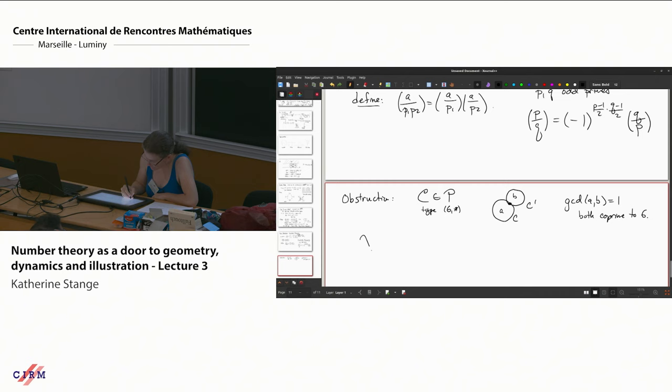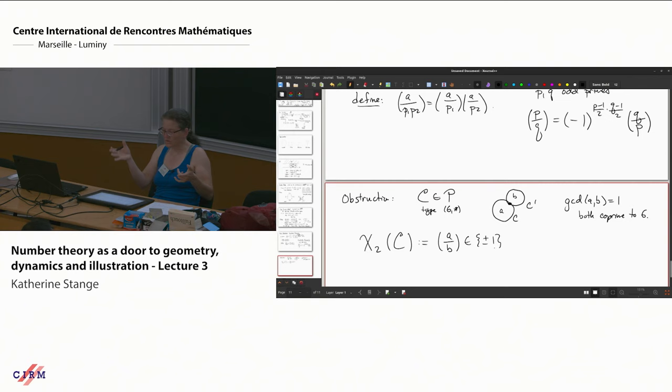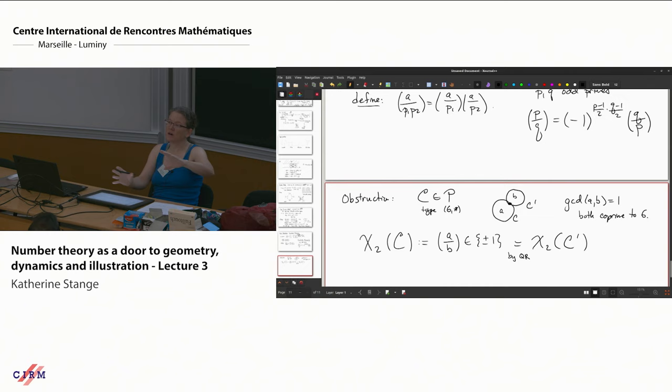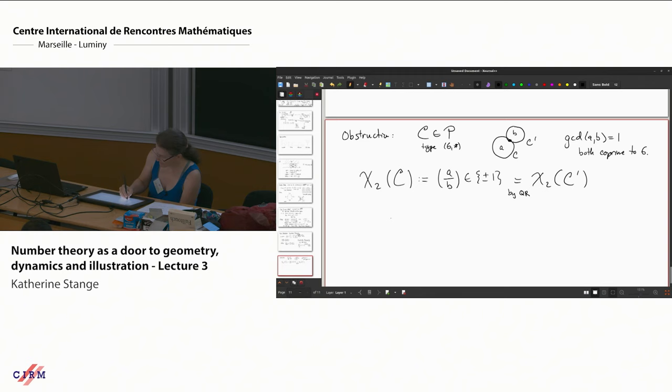Now you can define a symbol which will take the value plus or minus 1 on your circle, and you just do it by the Legendre symbol relationship. By quadratic reciprocity, it turns out that if you're in one of these 6 times packings, this fudge factor over here disappears. So it doesn't matter if I put A over B or B over A. That's quadratic reciprocity in this case. And what that tells me is that it doesn't matter whether I define this on C or on C prime. So what quadratic reciprocity gives me is that this symbol propagates around the Apollonian circle packing through all the tangencies and becomes a symbol on the packing itself. So chi 2 of the whole packing is defined.